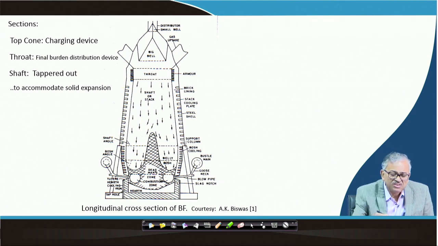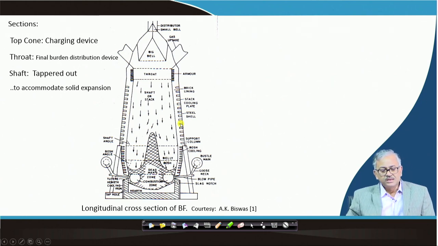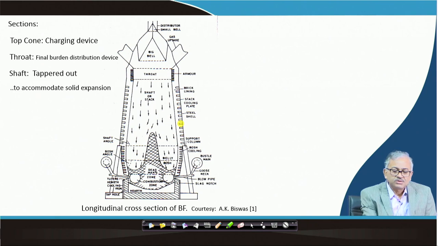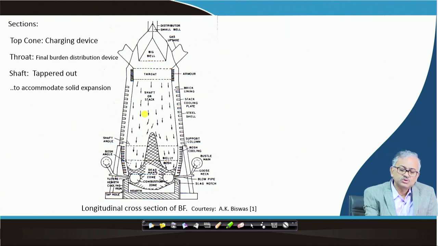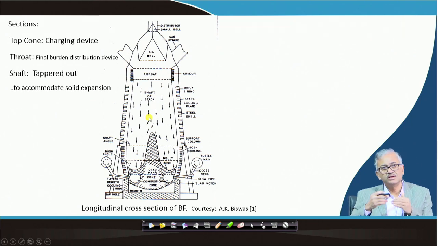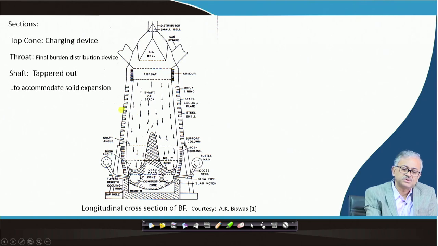Another thing you can find on the shaft wall is a cooling arrangement. The heat from the gas goes to the solid, but a significant amount of heat will also cross the refractory brick, because there is a temperature gradient: ambient is 30 degrees and inside is say 800-900 degrees centigrade. So there is a huge gradient, and heat will be exchanged between solid and gas inside the furnace, as well as flow outward through the wall.